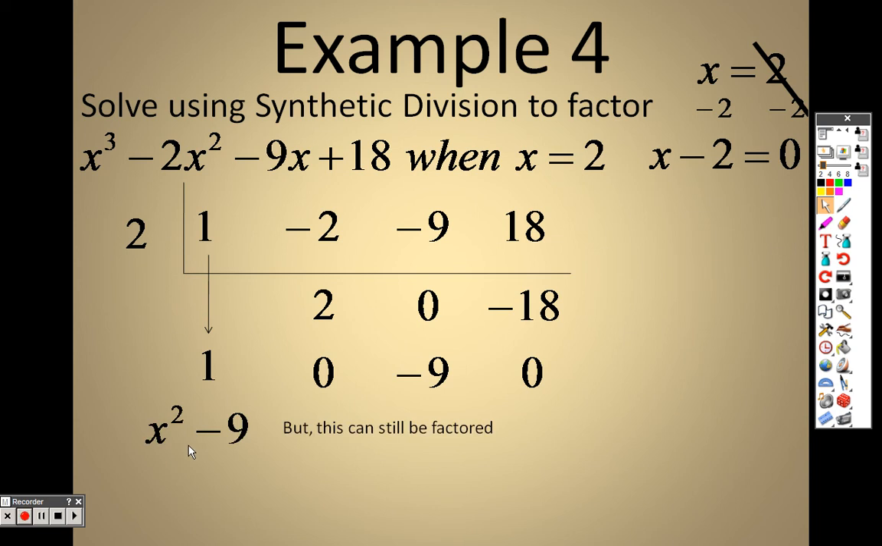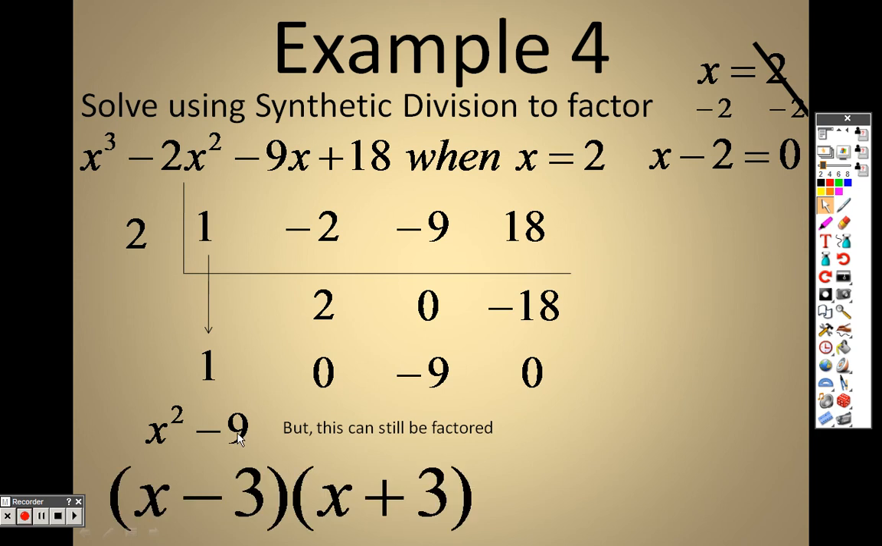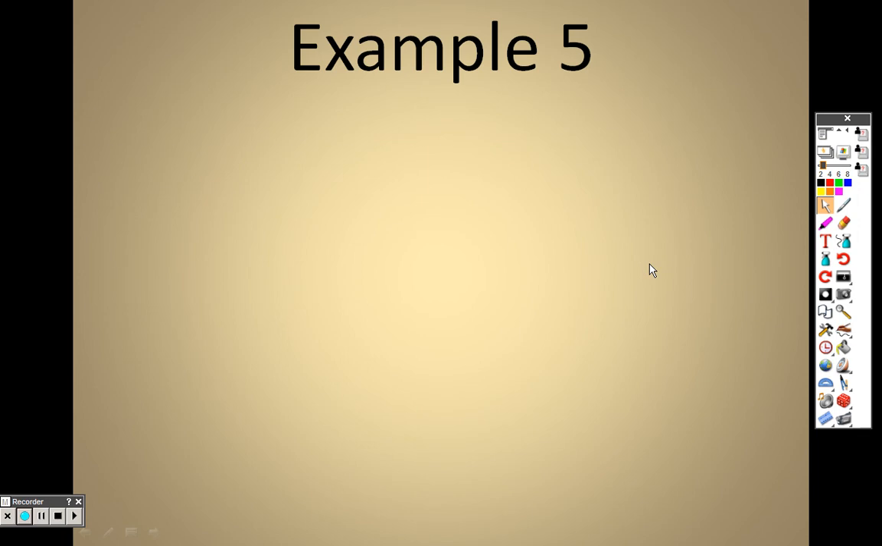So can I take x squared minus 9 and factor it? Well, yeah, I can remember my difference of squares that we talked about. This is an x squared minus 9. This term is squared, so when I square this term, this becomes 3 squared. So it's x minus 3 and x plus 3. And I also have this x minus 2 from before that I can bring down. So there are my factors for the problem.